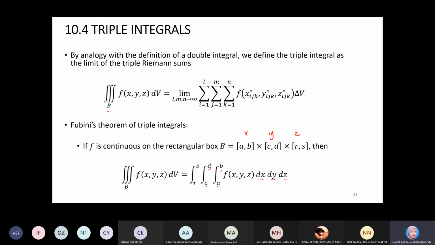So in this case, you have more permutations, more different orders of arrangement. You can do dx dz dy, dy dx dz, or dy dz dx, and anything. You have a lot more possibilities to play around with to do the integration. But regardless, you should get the same value.